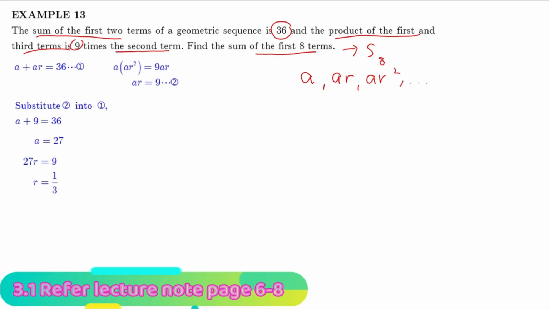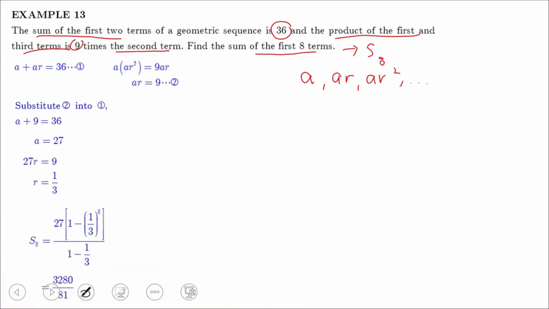So after finding A and R, we can then find our S8 as the question asked. To do this, we use the formula for R less than 1 and substitute our A as 27, R as 1 over 3, and n equals 8. Then calculating this formula, we will have S8 as 3280 over 81. And we are done.